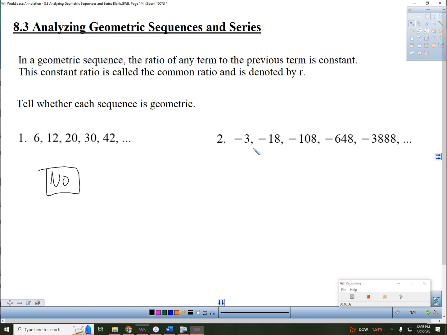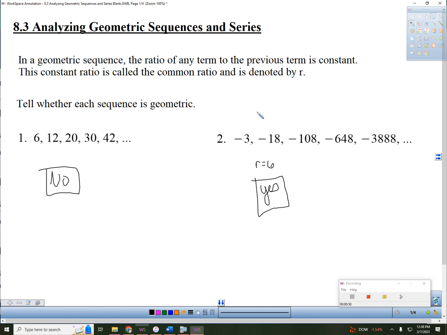On number 2, negative 3 times 6 is negative 18. Negative 18 times 6 is negative 108, times 6 is negative 648. So my common ratio would be 6, and this is geometric.